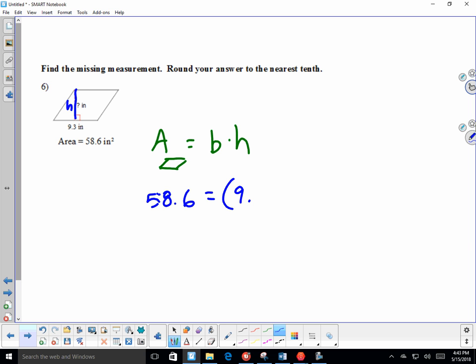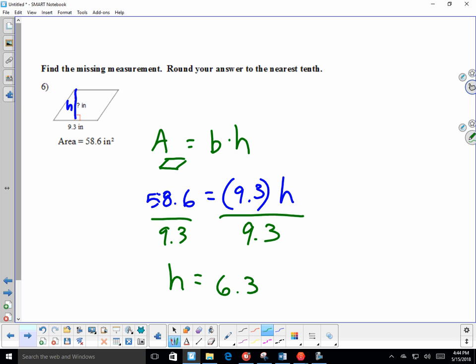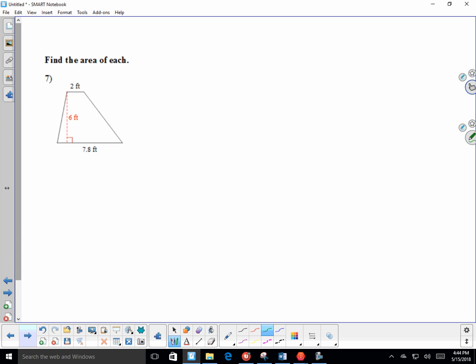9.3. And the height we don't know, so we're going to call that h. And we're going to solve for height by dividing both sides by 9.3. And when we do that, we end up getting the height equaling 6.3 inches.